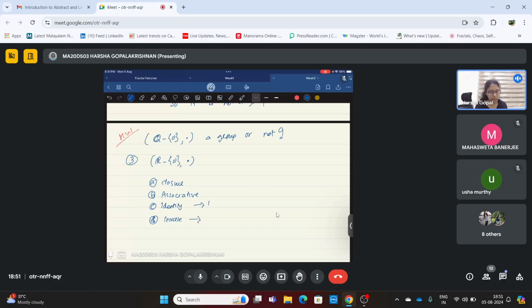For any real number r, 1 by r is the inverse. And here 1 by r is not a problem because from R we have removed the 0 element. Correct? So 1 by 0 is not going to concern us. So this is a group.